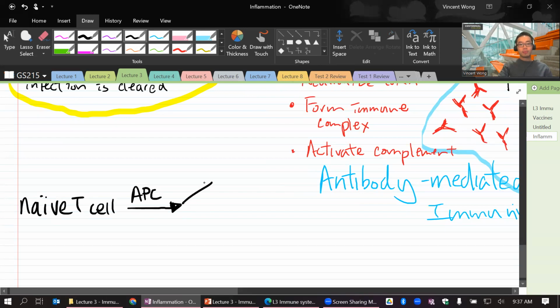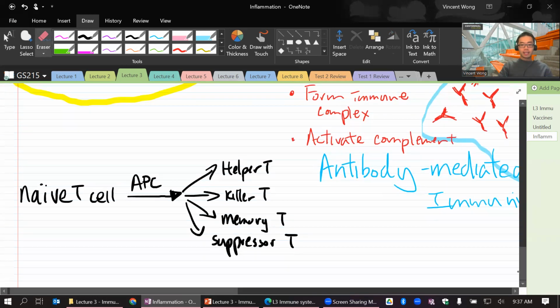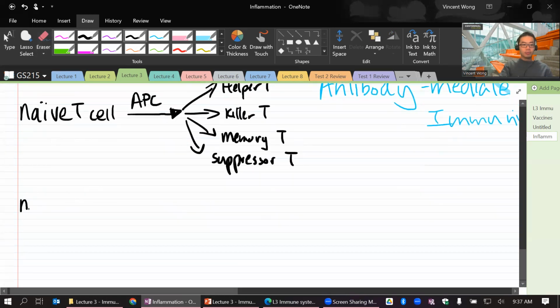And that will cause it to become the 4 things, right? The helper T, the killer T, the memory T, and the suppressor. Suppressor comes later, of course. No point of making the suppressor early on in the infection, but ultimately you need them. Okay, so that's that.